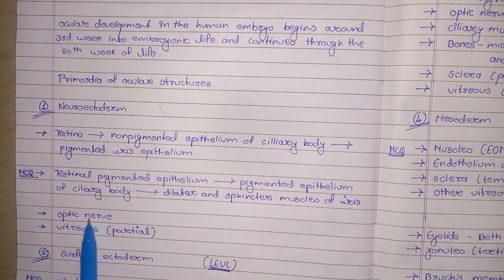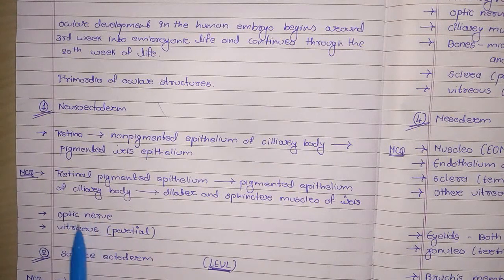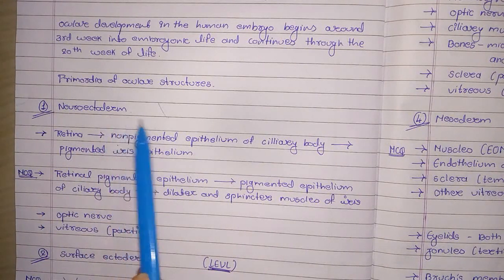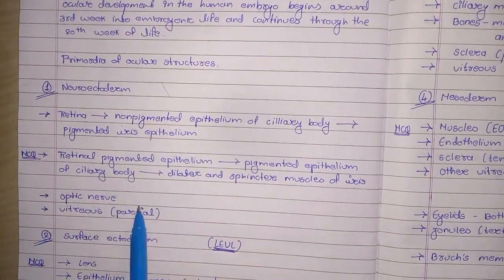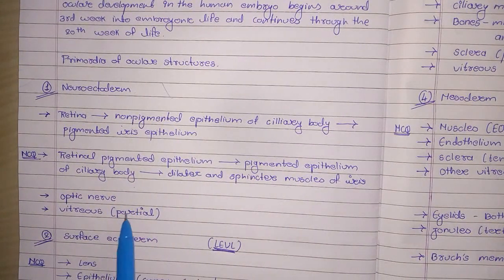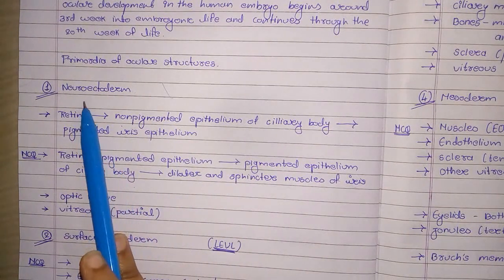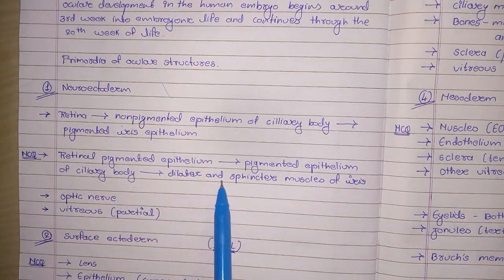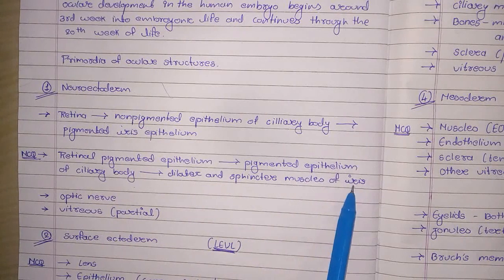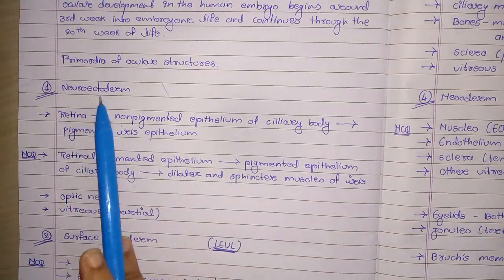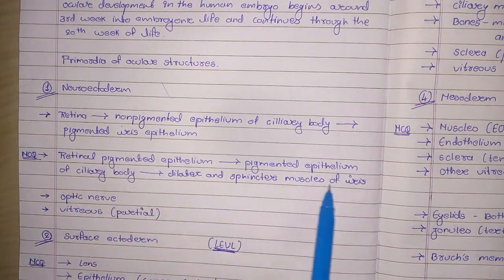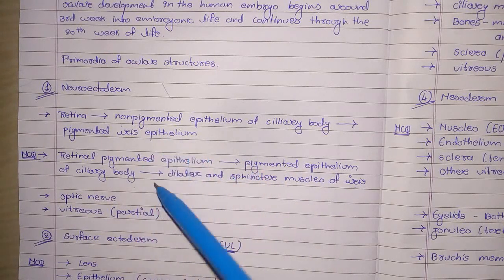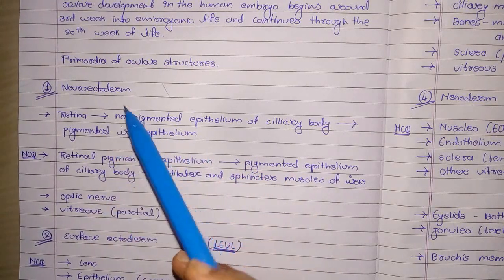Optic nerve: the neural portion of the optic nerve also originates from the neuroectoderm, and the vitreous partially also develops from the neuroectoderm. And the dilator and sphincter muscles of the iris develop from the neuroectoderm. This point is important, it can be asked in MCQs. And now I'm going to tell you how to remember this point about neuroectoderm.